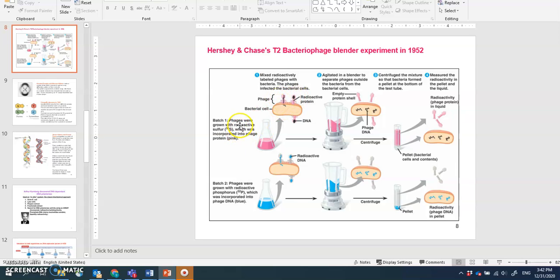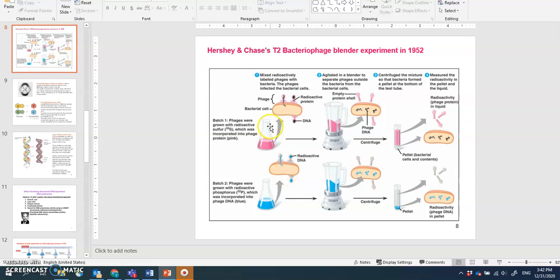So if you want to distinguish between DNA, the nucleotides, and the proteins, the unique element found in DNA is phosphate, and the unique element only found in protein is S, sulfur. That's why they decided to use S35 and P32 to label either proteins or nucleotides selectively.